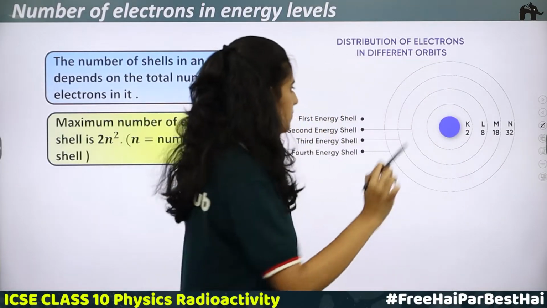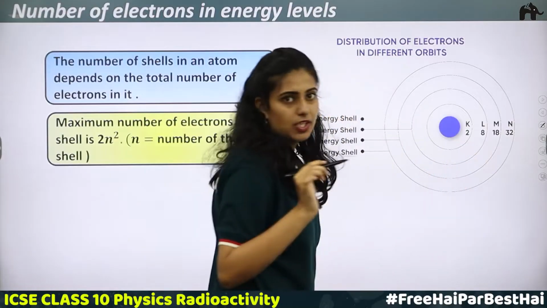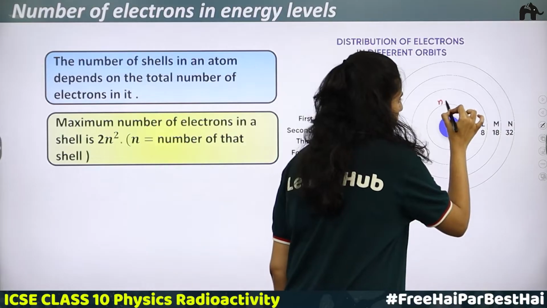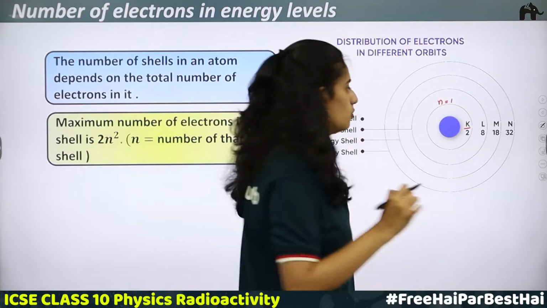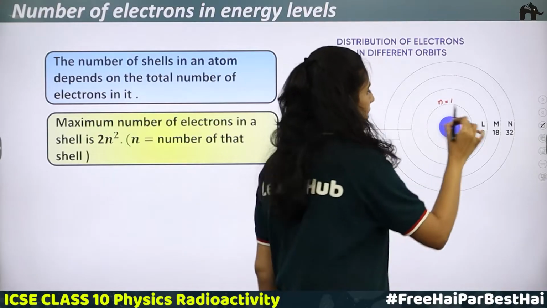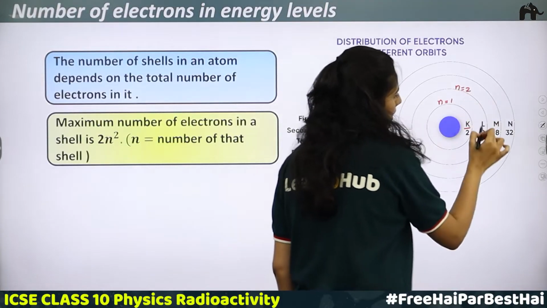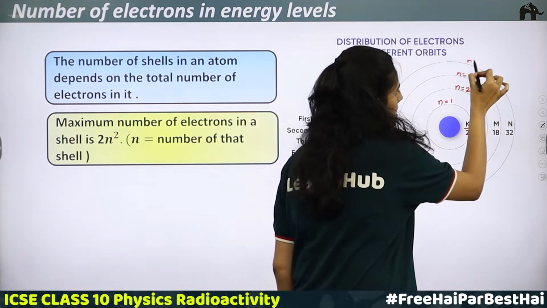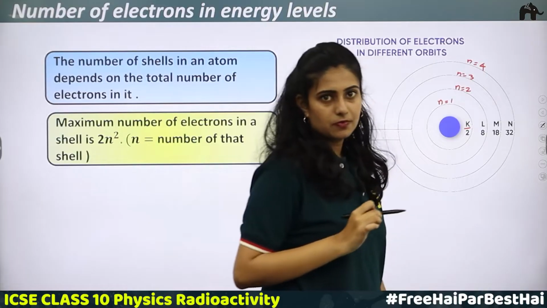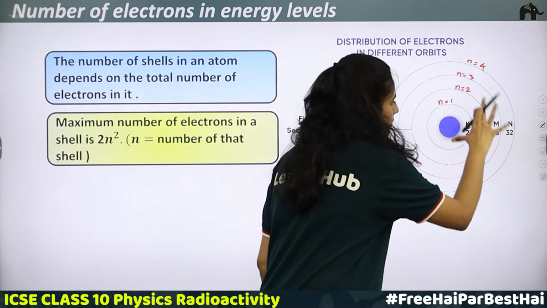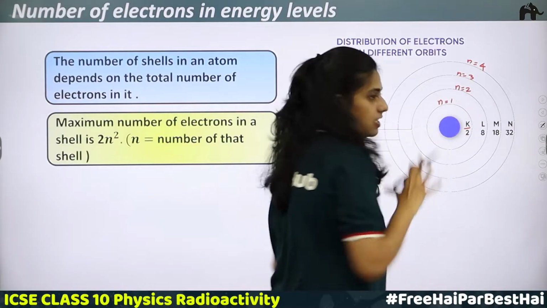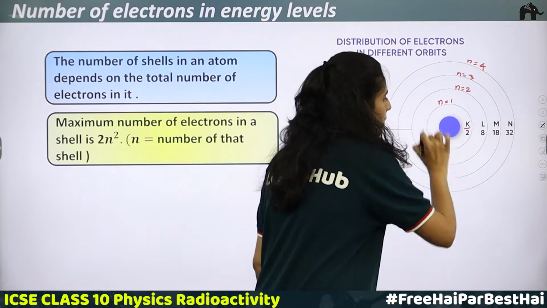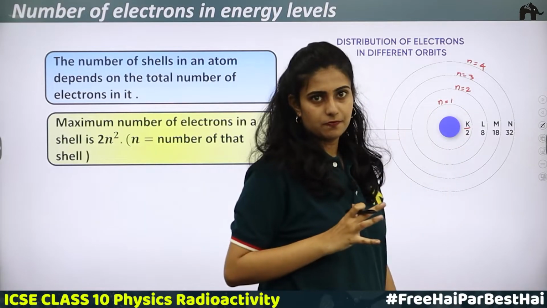Here you can see the first shell. This shell is called K shell. If n is equal to 1, then it is called K shell. If n is equal to 2, then it is L shell. And if n is equal to 3, M shell, n is equal to 4, N shell. Now, in each of these shells, there are electrons. Electrons will be filled inside these shells. Then the electrons will be revolving around the nucleus in these shells.